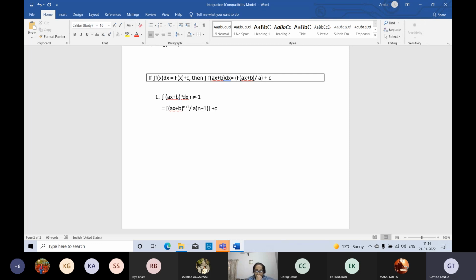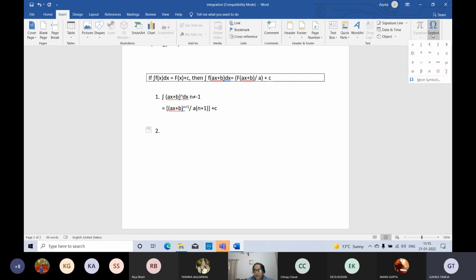Any question? No. Okay. Clear, right? So then we're going to go to the second one. Now the other formula that we have here is, just a minute, I'm going to again integrate. Integration of, now this entire thing was in the numerator, it's just going in the denominator. What is happening is 1 upon (ax plus b). I'm going to integrate this entire thing.